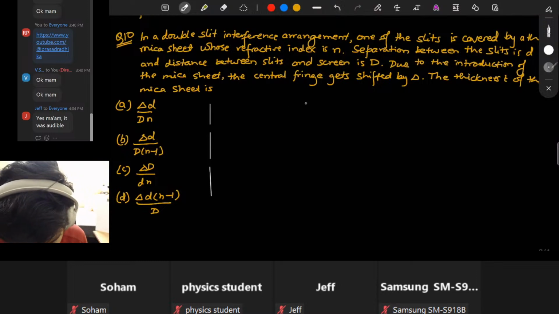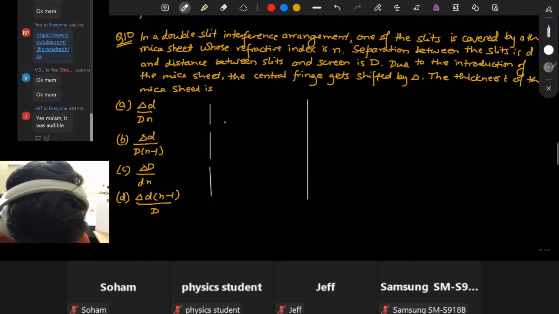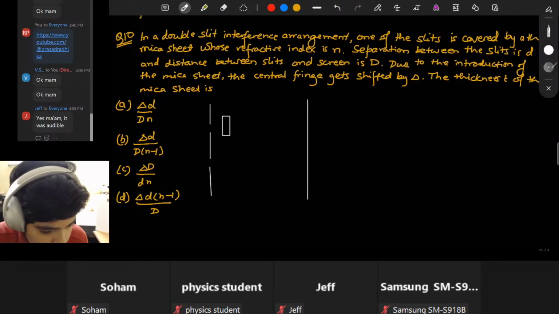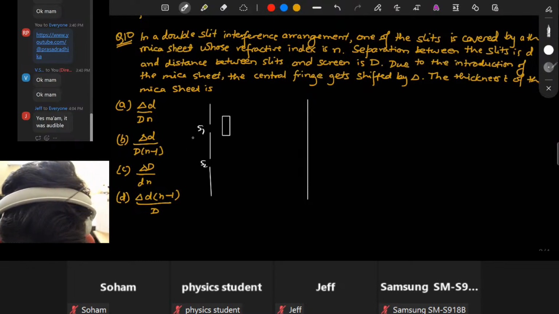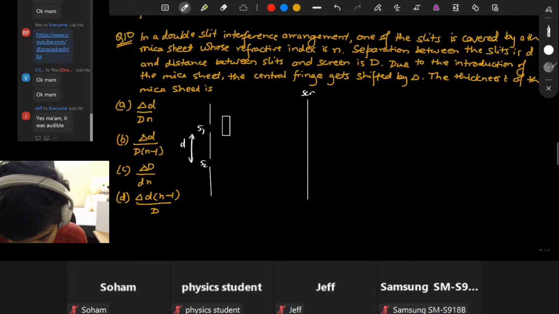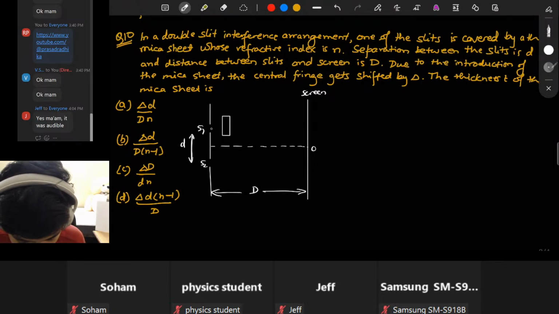And we have the screen. In addition, what we have is a thin mica sheet placed over here in front of one of the slits. So let's say this is S1, this is S2, the separation is small d. This is the screen. The distance between the slits and the screen is capital D. And this is the center. We call it O.